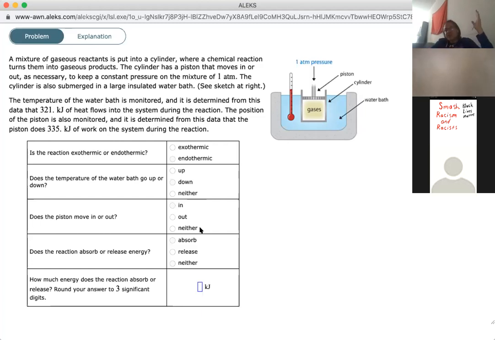The amount is pretty easy. Adding two positive numbers is very easy. You just got to add them. 321 plus 335 is plus 356, right? 356 kilojoules. I'm going to talk in a moment about the units a little bit. Okay, so 321 and 335.